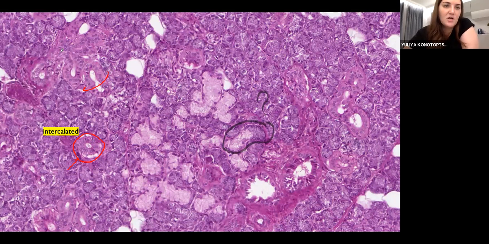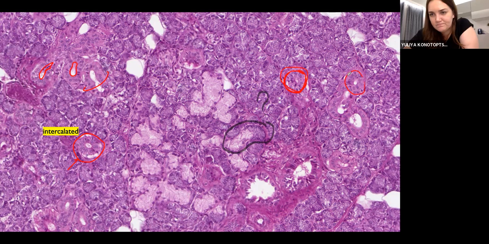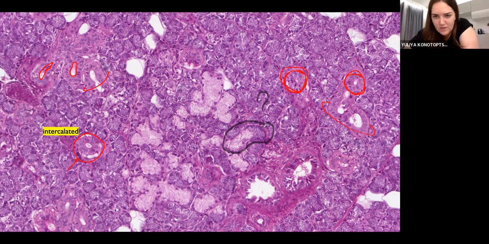So here is also striated because the lumen is collapsing here. It's like this, so it's also going to be striated. Here, the lumen is also like this, so it's also striated. Here, intercalated. This one, intercalated. Those two, striated.